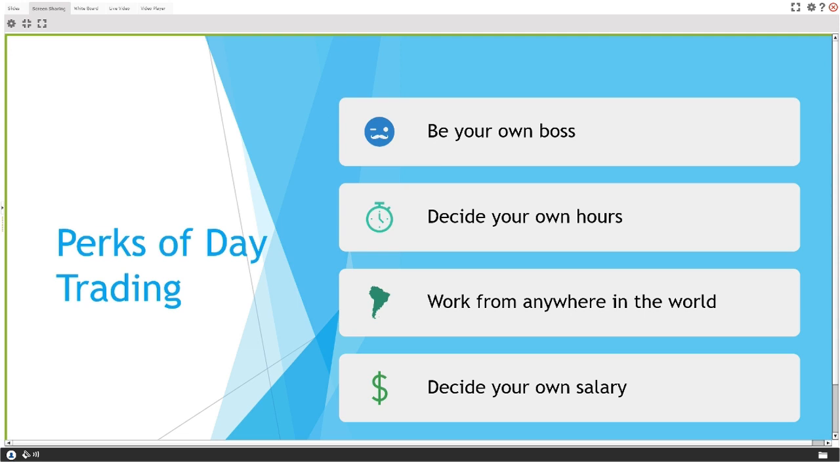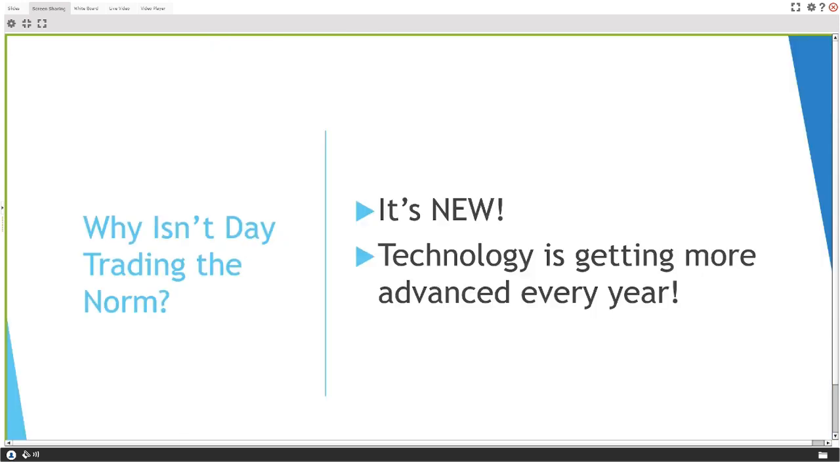It's so important to crack down on yourself and be here throughout the day if you want the salary that you are actually thinking about. All right, very important. So let's talk about it: if this all sounds so great, if we have so many amazing perks of day trading, why doesn't everybody do it? Why isn't everybody day trading?